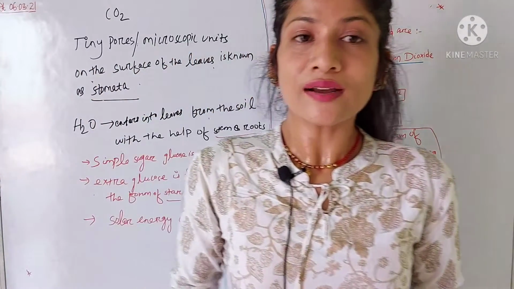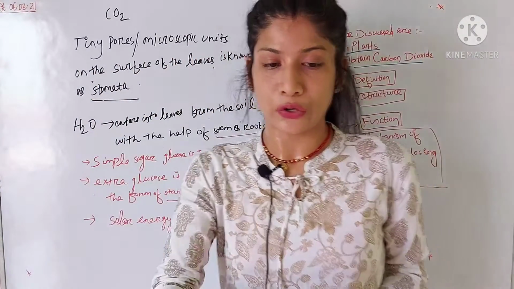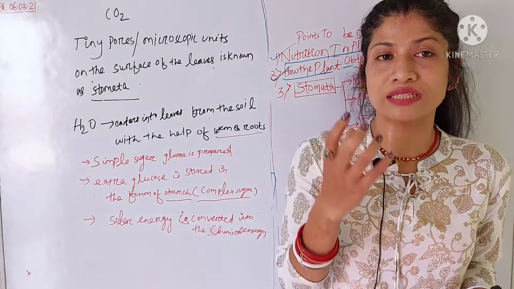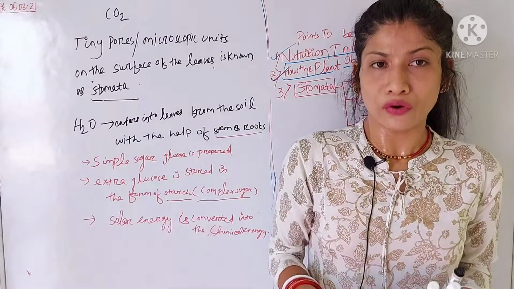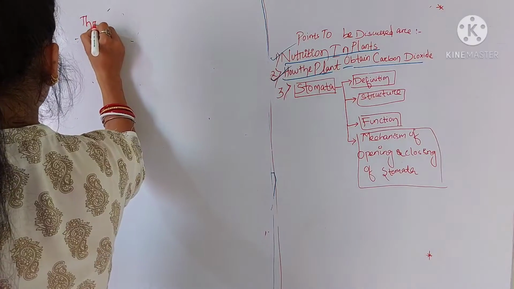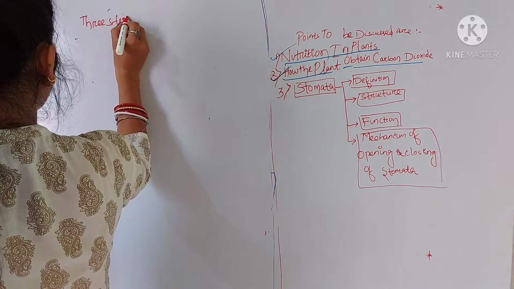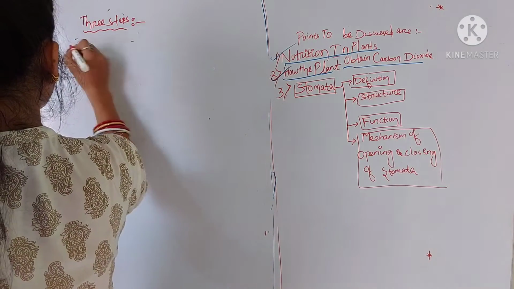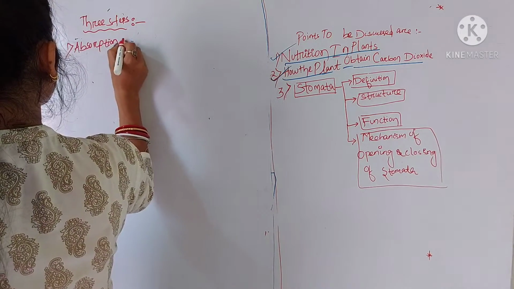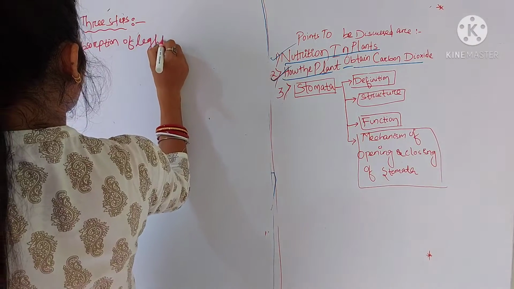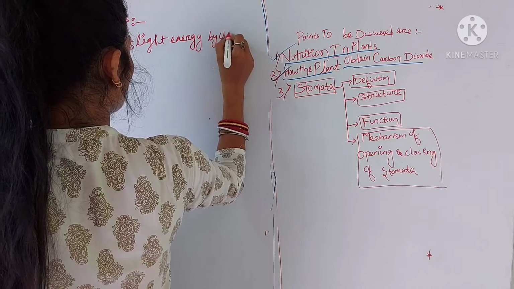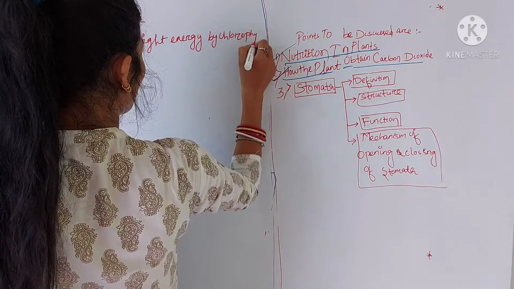Let's discuss what the different steps during photosynthesis are. That means there are 3 steps involved in the process of photosynthesis. So let's discuss what the 3 steps are. First is absorption of what? Absorption of the light energy, or the sunlight energy, by the chlorophyll pigment.